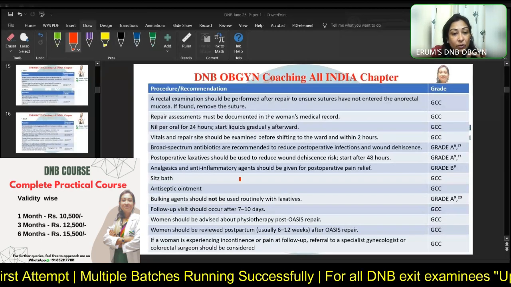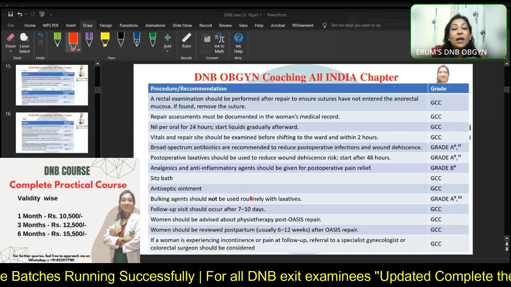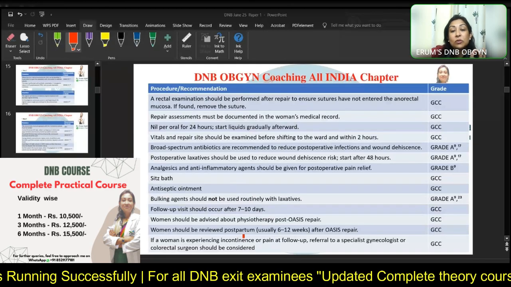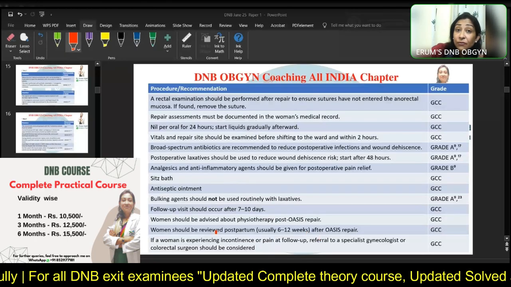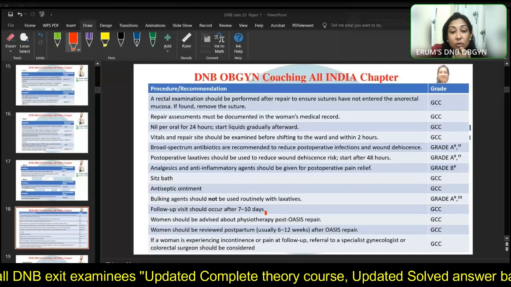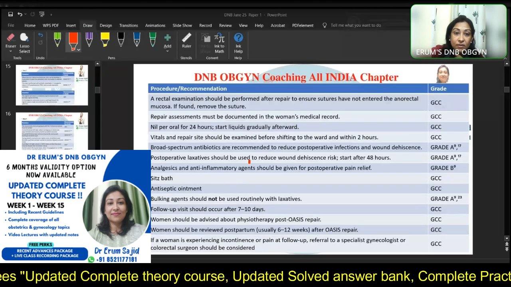Follow-up visits should occur at 7 to 10 days. Women should be advised about physiotherapy post OASIS repair. Women should be reviewed postpartum 6 to 12 weeks after this repair. If the woman is experiencing incontinence or pain at follow-up, referral to a specialist gynecologist should be considered.